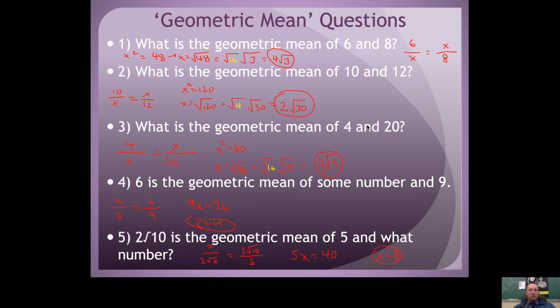Those are the geometric mean skills that you need to understand the next 2 theorems that we're going to do in our other videos.